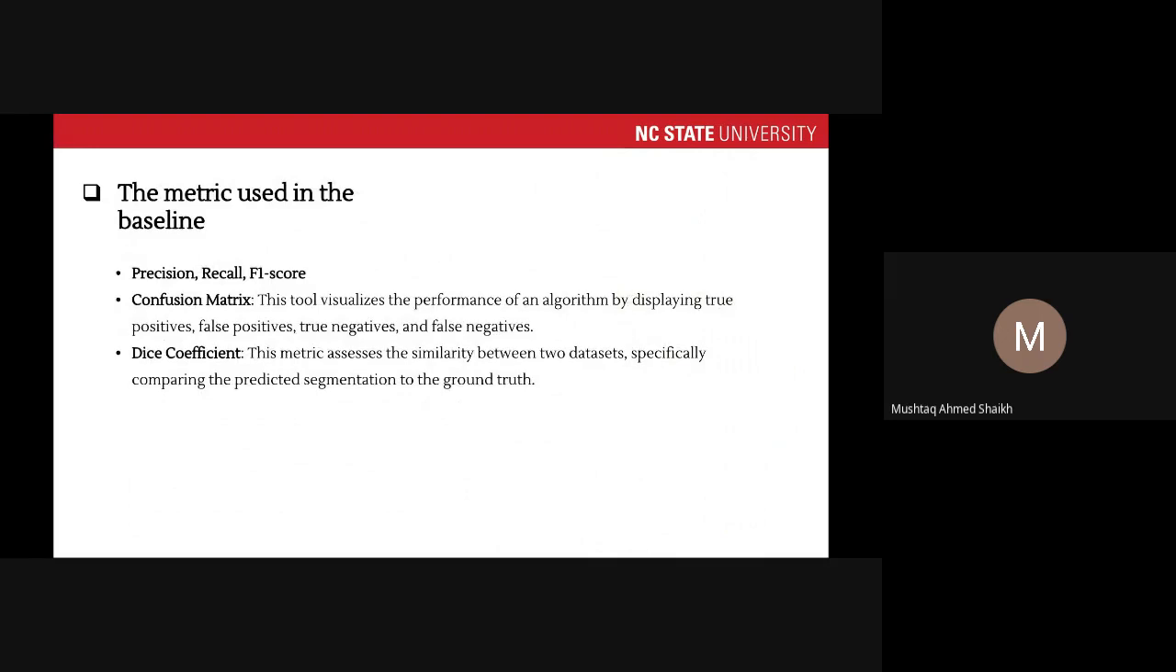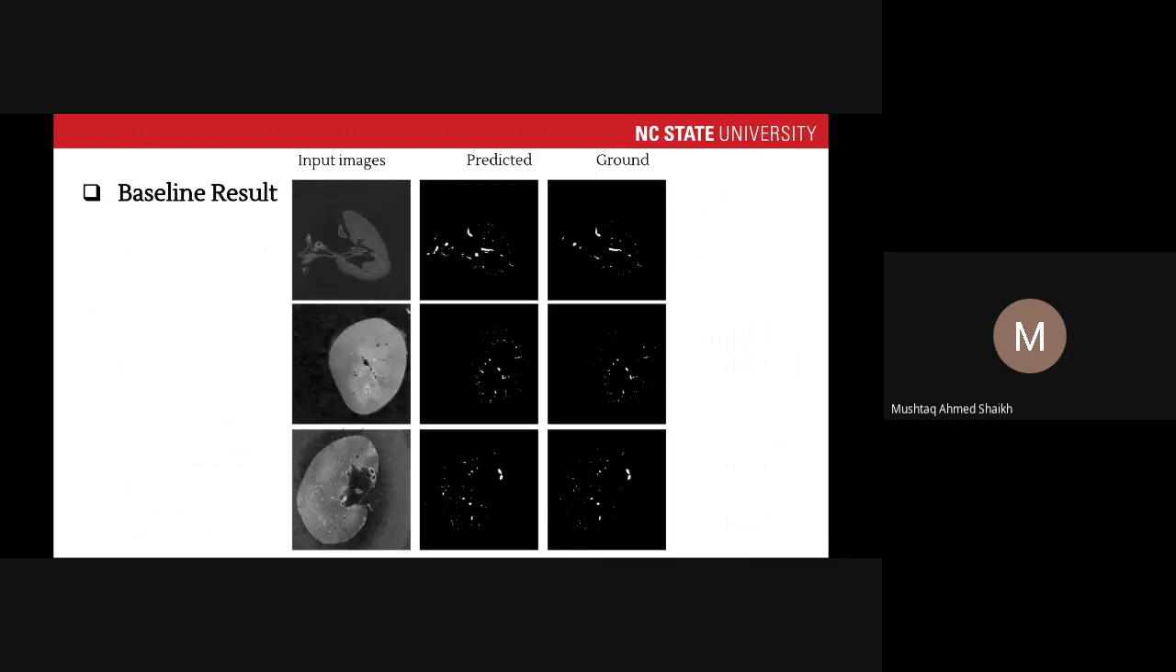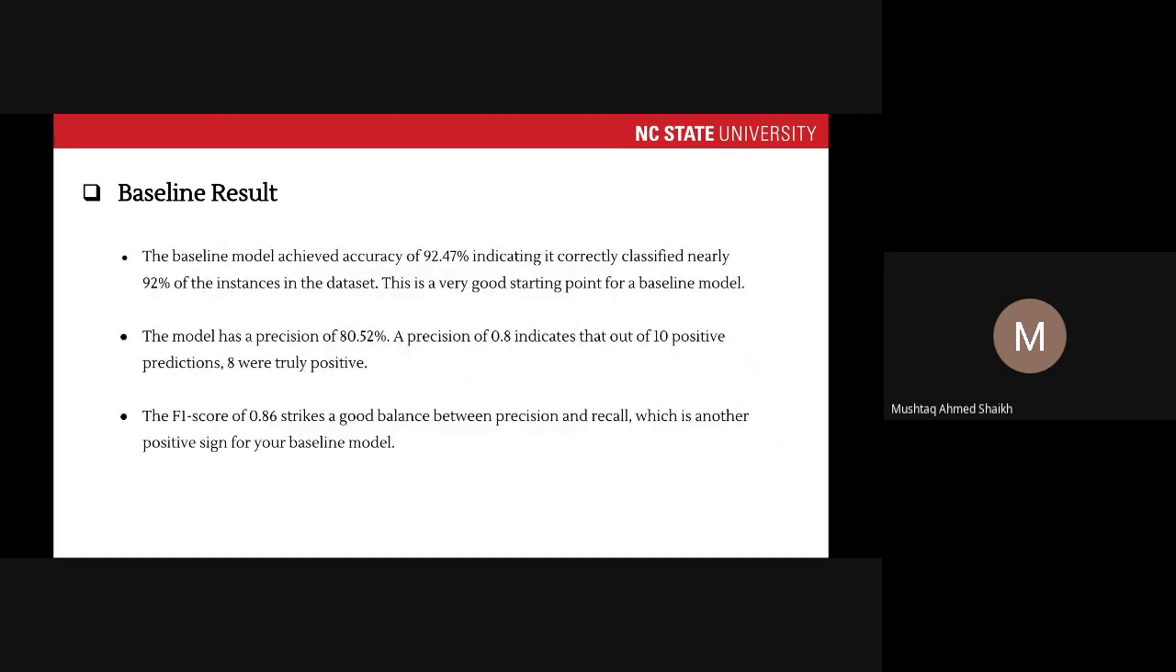So the metrics that we used in order to check the performance of our baseline model were precision, recall, F1 score, confusion matrix, and dice coefficient. This is the result that we received from our baseline model. The first column is the input images, the second one is the predicted images, and the third one is the ground truth.